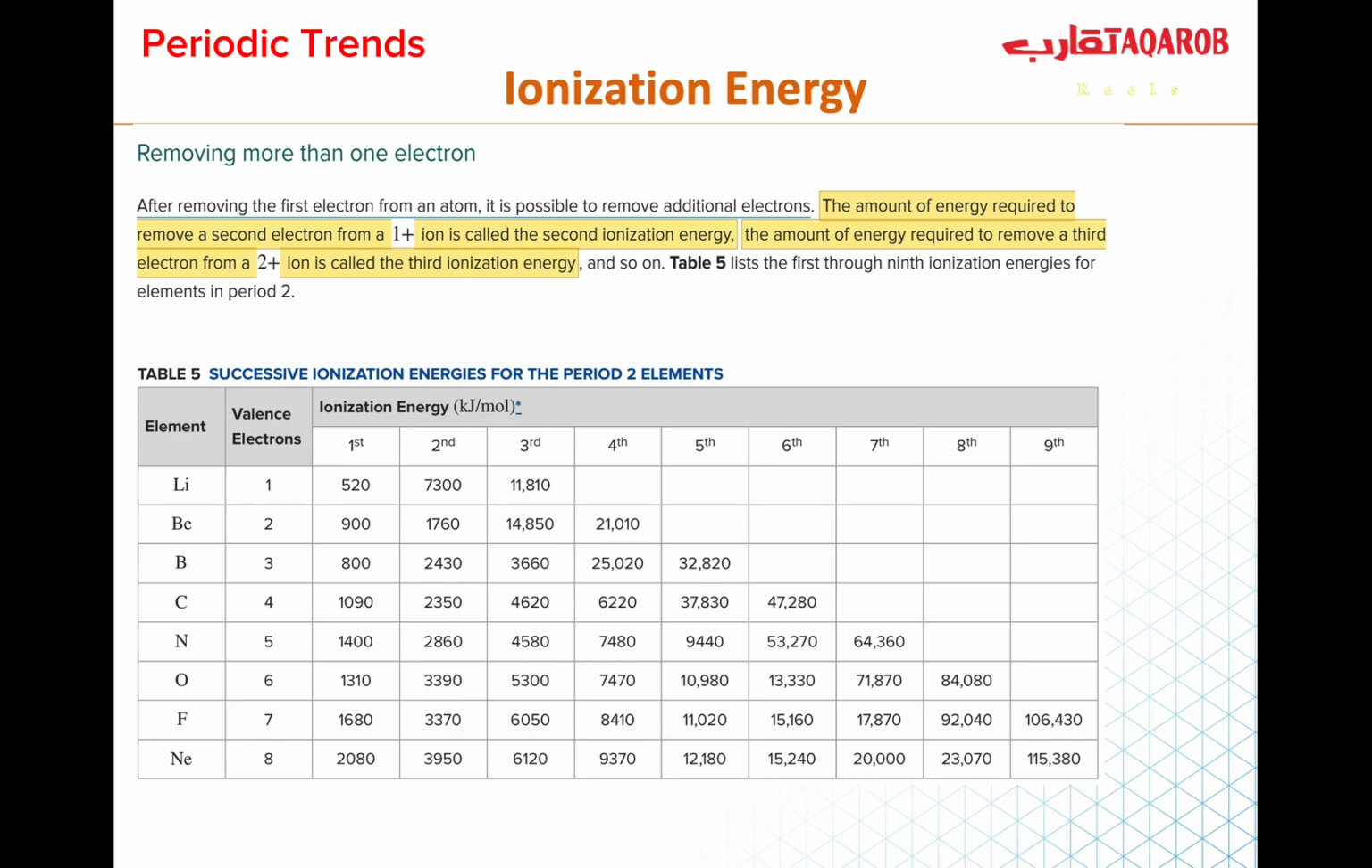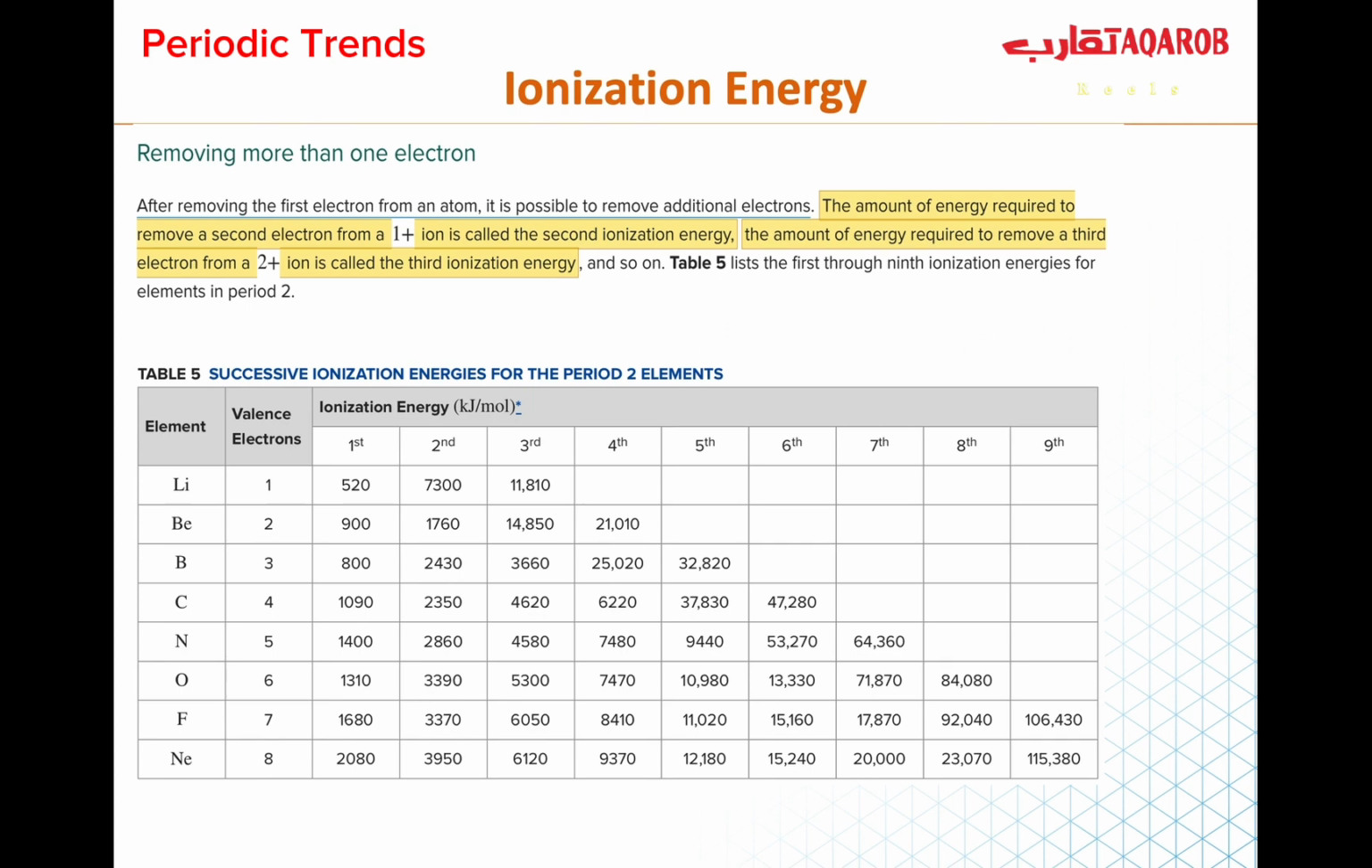A second electron. The amount of energy required to remove the second electron from a positive one ion is called the second ionization energy. The amount of energy required to remove the third electron, from a positive 2 ion, is called the third ionization energy, and so on. As we will see in this table, it lists the first through ninth ionization energies for elements in period 2. So the energy needed to remove the first electron is the first ionization energy.